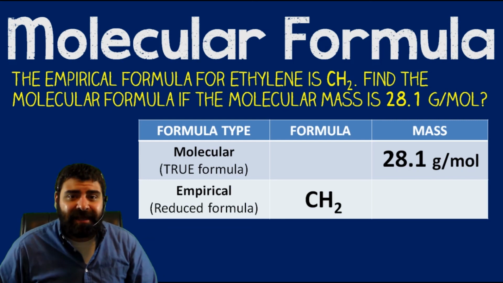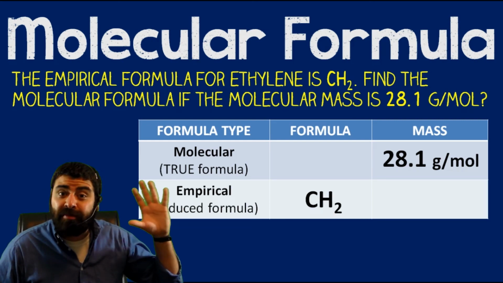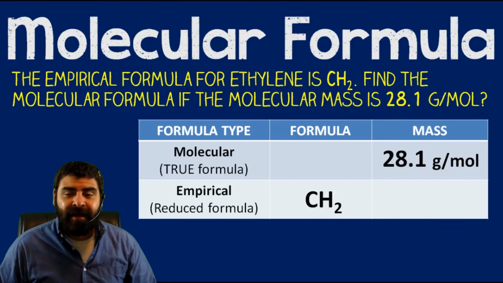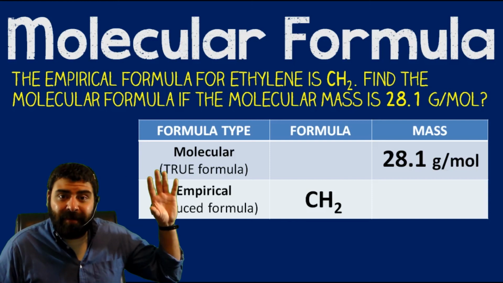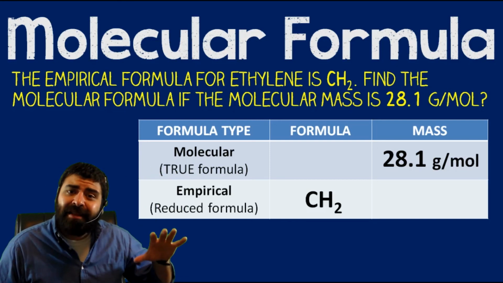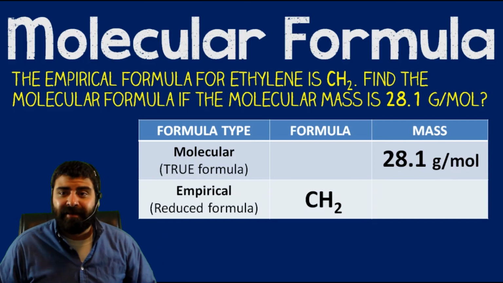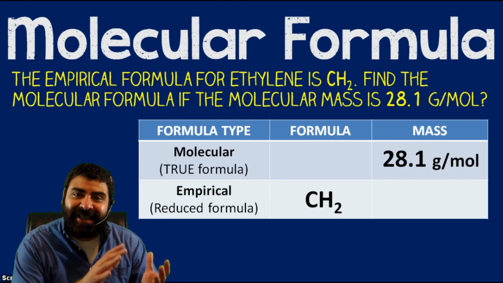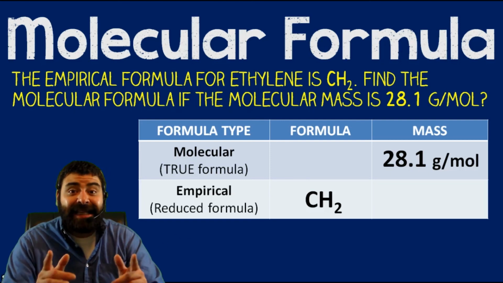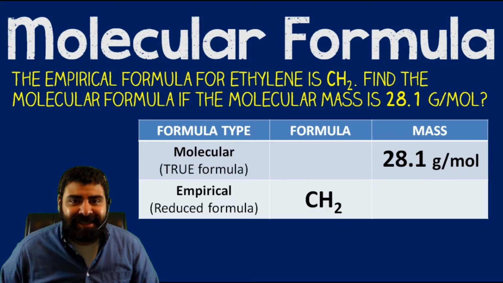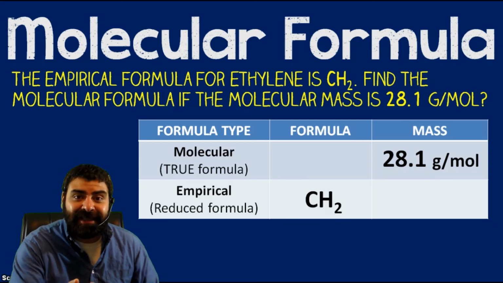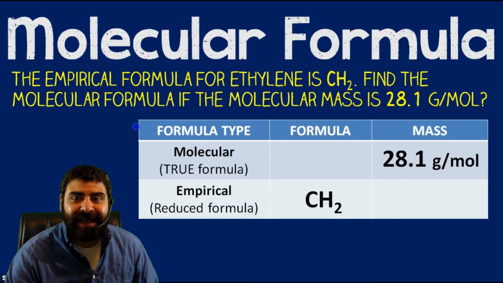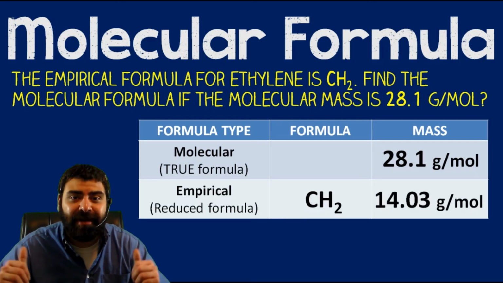So here's how I want you to think of it. You have your molecular formula, the true formula, and the empirical formula, the small reduced formula. Well, think of it as your mama formula, the molecular formula, and the reduced baby formula. That's your empirical. So we know the baby formula is CH2. Well, let's find the baby formula's mass. We can do that by looking at the periodic table and adding 1 carbon to 2 hydrogens. And we see it has a mass of 14.03 grams per mole.